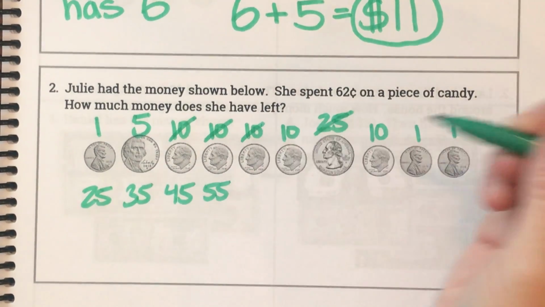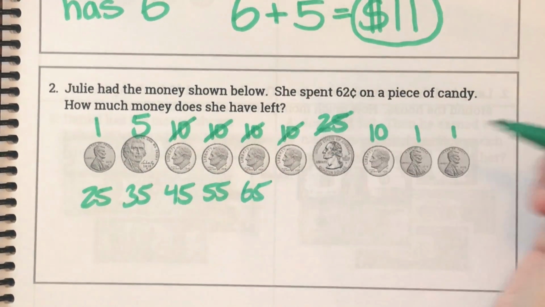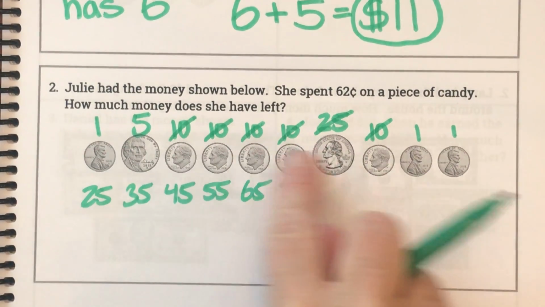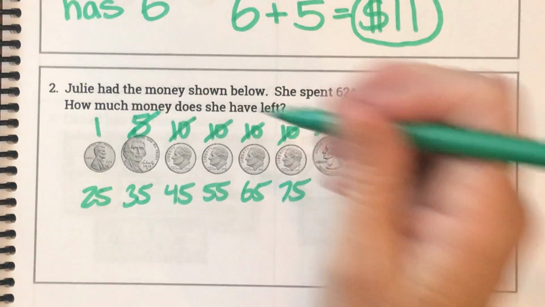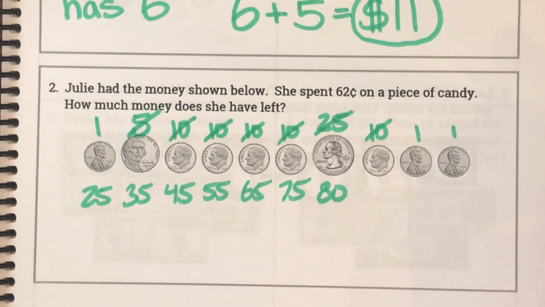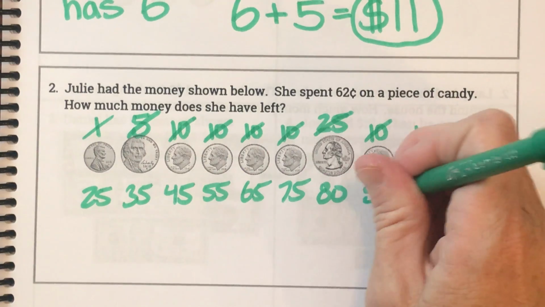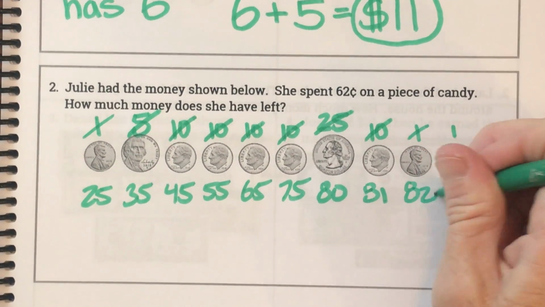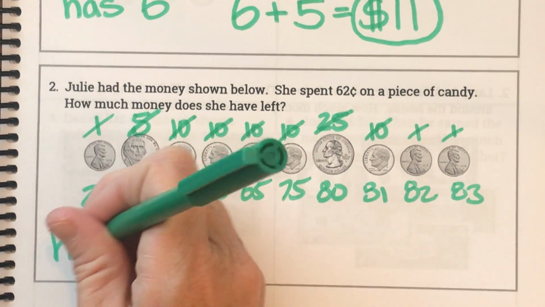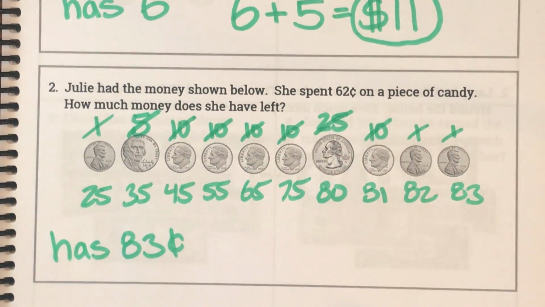Another dime would be 55. And I'm skip counting by tens. Another dime would be 65. Another dime would be 75. Does she have any more dimes? Nope, so what's 75 and I add 5? That would be a nickel. So 75 plus 5 is 80. And then she has only pennies left. So 81, 82, 83. So she has 83 cents. That's how much money she has.